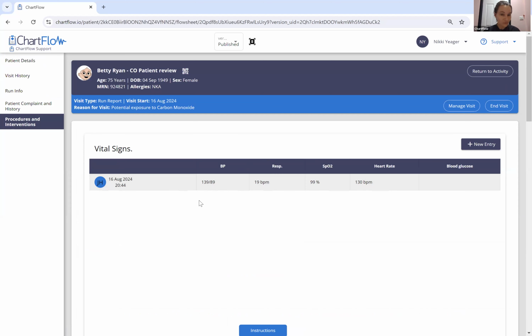Can anyone think of why that might be? So this is our patient that we're looking at. This is our example run. So we don't have to actually be doing the skills to still be using this as a relevant learning tool.